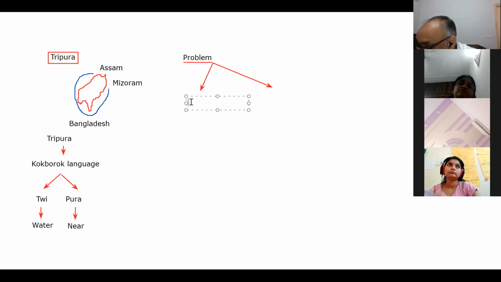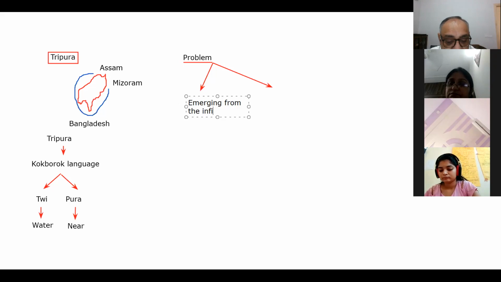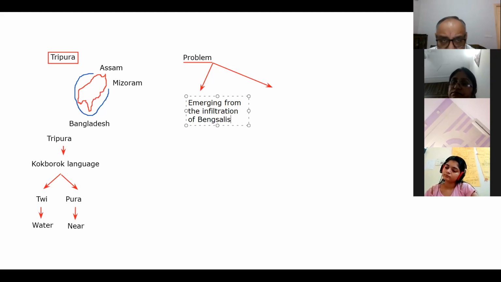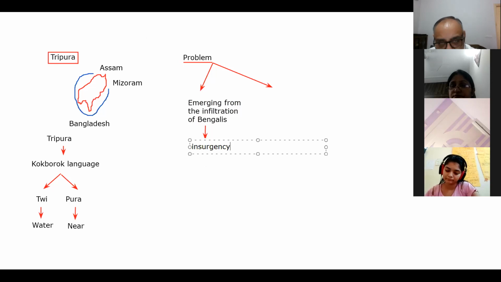और जो दूसरी किस्म की प्रॉब्लम है, that is emerging from the infiltration of immigrants, we can say Bengalis, in the state. So due to the infiltration of Bengalis, insurgency has arisen. There is insurgency, ethnic insurgency is there, we can say.